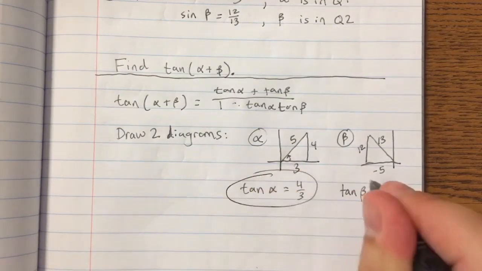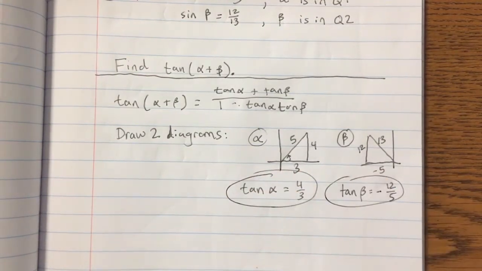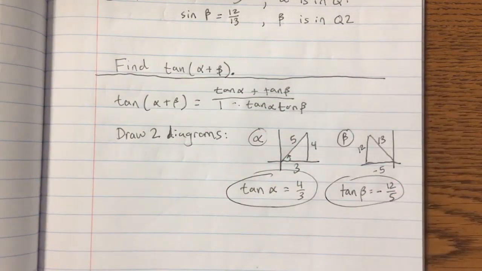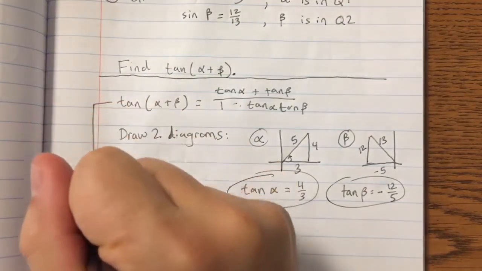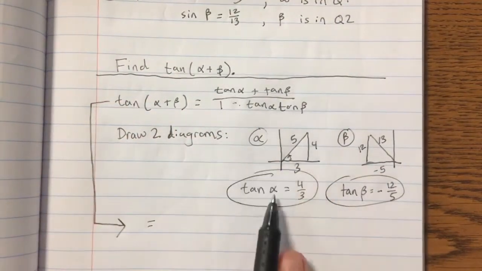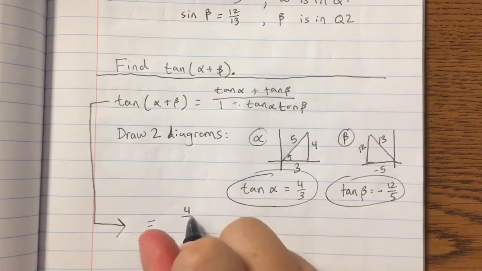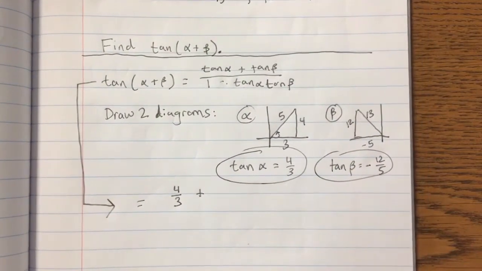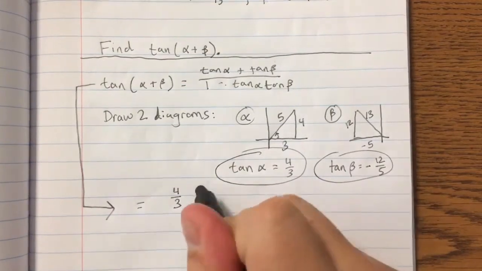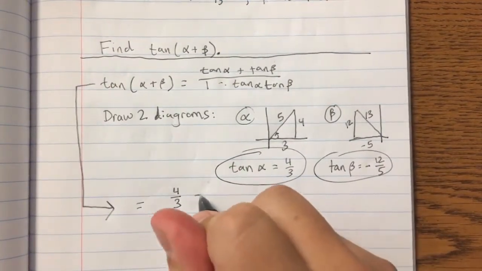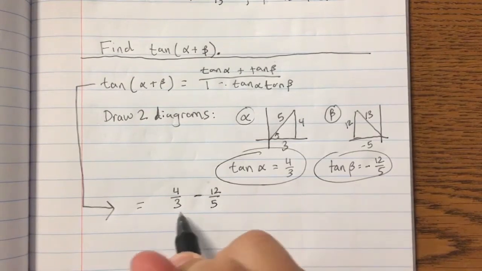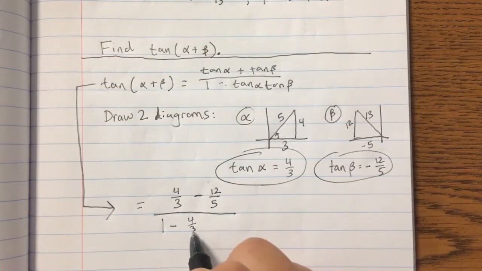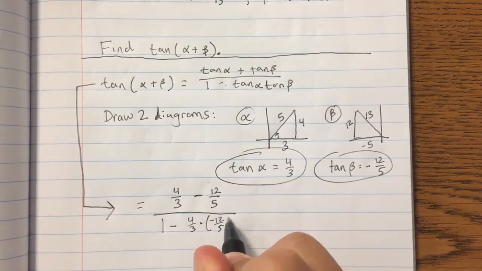So what we have now are the values of both tangent alpha and tangent beta. Well, we don't need to know alpha and beta. Now we're just going to go back to our formula up here and start plugging stuff in, right? So let's take this formula and say, okay, what's tangent of alpha? Tangent of alpha is 4/3. So I've got 4/3 plus tangent of beta, which is -12/5. So instead of writing plus a negative, I'm just going to write -12/5, all divided by 1 minus 4/3 times negative 12/5.